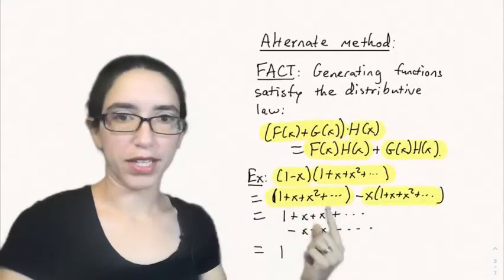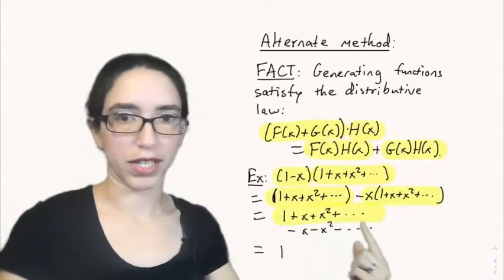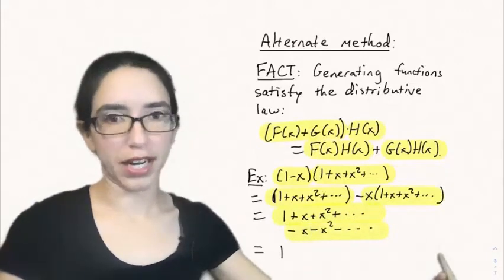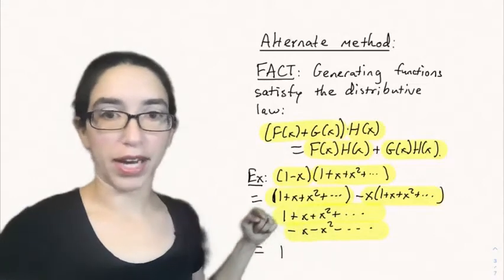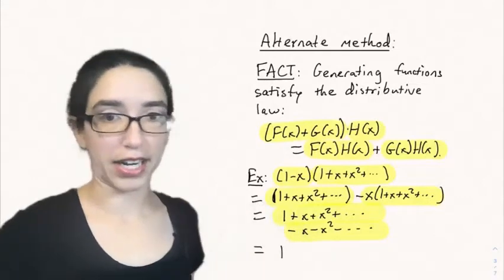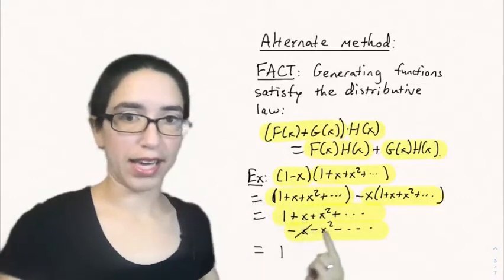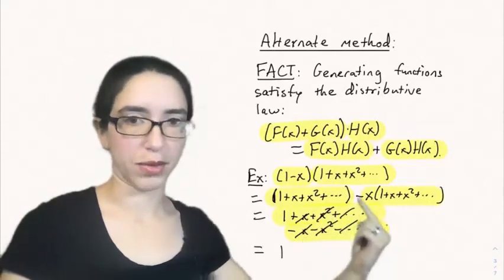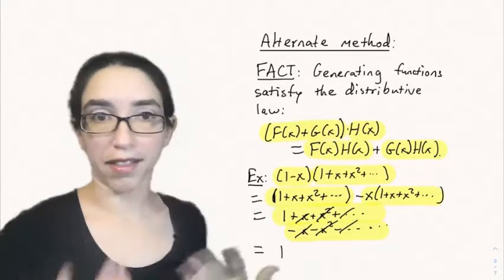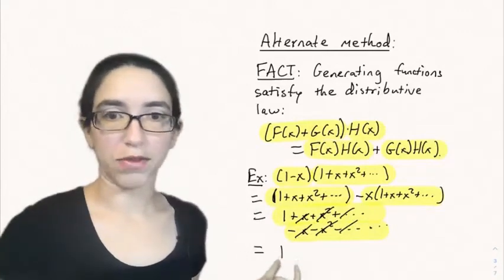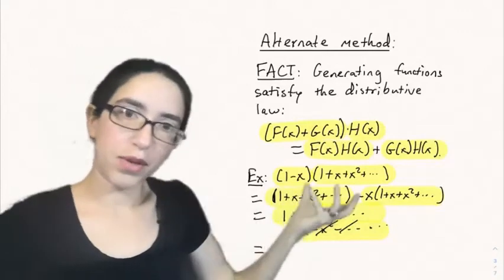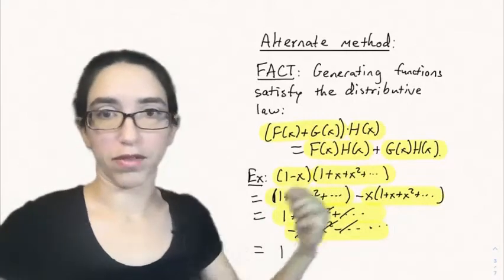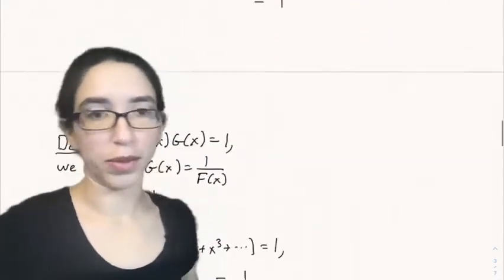So we get this big sum, we'll copy it again, 1 plus x squared, etc., minus x minus x squared minus x cubed, etc. And now by the formula for adding generating functions, we notice that everything cancels except that one. So the x minus x is 0, x squared minus x squared is 0, etc. We just add the similar terms, and all we're left with is 1. So that's somehow a more intuitive way of doing it, by just breaking it up using the distributive law for a finite polynomial.